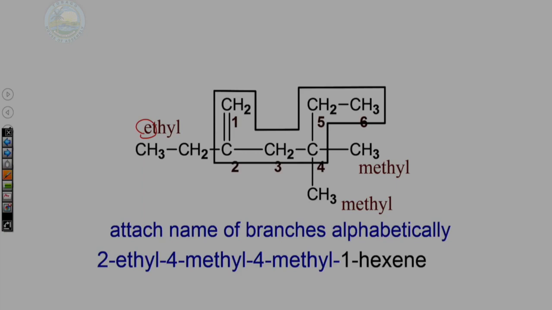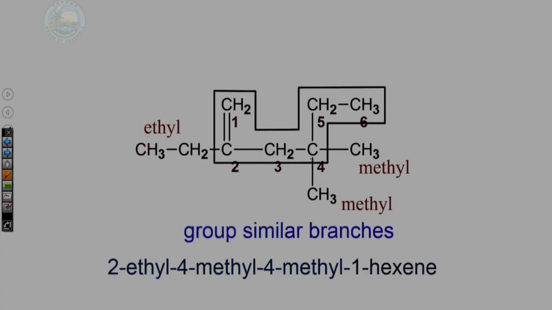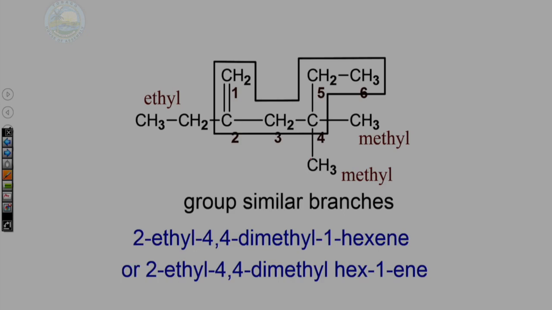When we're naming the branches, we also have to number them. The ethyl is found on the 2nd carbon, and these methyls both fall on the 4th carbon. So we have 4,4-methyl. But that can't be it, because there's a rule that says if we have any branches that are the same, we use the prefix di, tri, tetra. Since there are 2 methyl groups, we group them together and call them dimethyl. And of course, we're going to keep the numbers 4, 4.